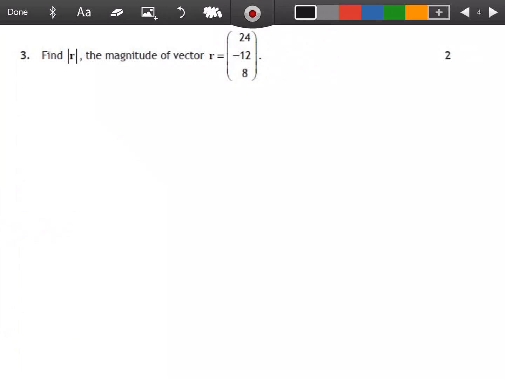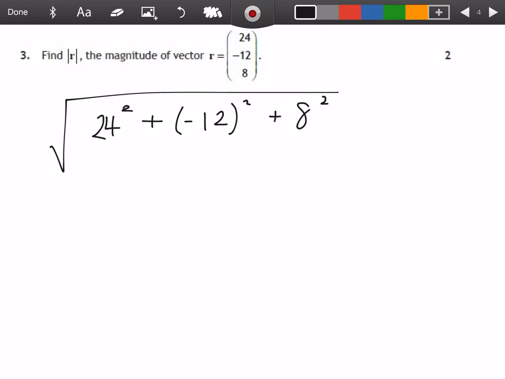Find the magnitude. Right, the magnitude of a vector is built in. It basically ties into Pythagoras. Okay, it's like working out the length. How do you do Pythagoras? You square the other two sides, add them up, and take the square root. That's what you're doing, except you're squaring all 3 numbers. Square them all, get the total, and then you're going to basically take the square root of that number. Okay.